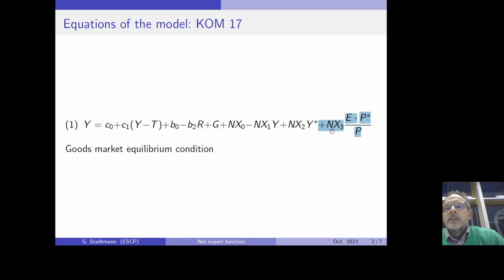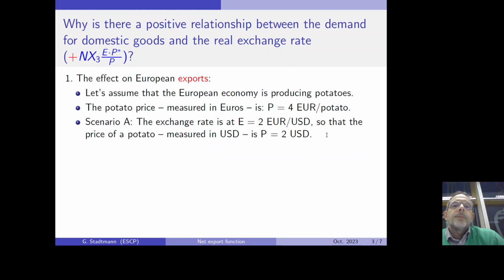Why is it the case that the demand for domestic goods depends positively on the exchange rate? Why is there a plus sign, a positive sign, in front of NX3? So this is clarified as follows.